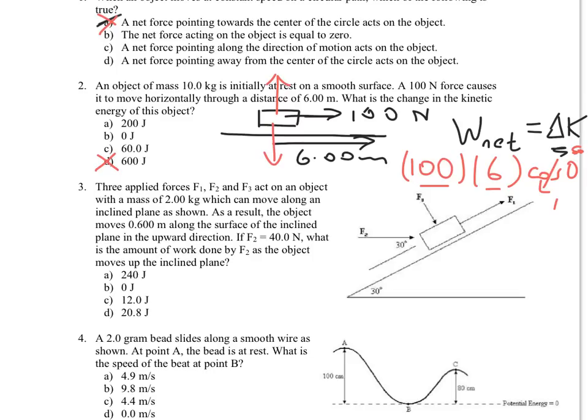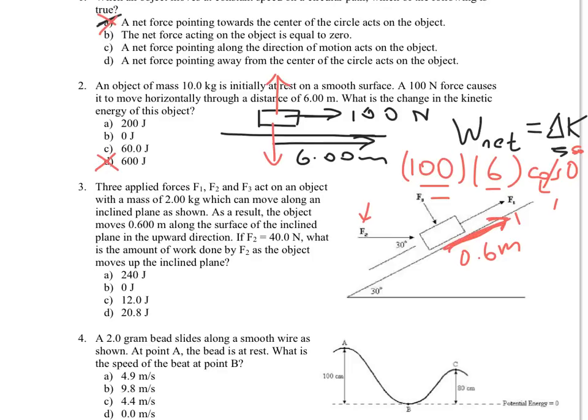Okay, number 3. 3 applied forces F1, F2, and F3. Now, it's not very clear. This is F2. So they act on an object of mass 2 kilograms, which can move along an inclined plane as shown. As a result, the object moves 0.6 meters along the surface of the incline in the upward direction. So basically, you are told that it is 0.6 meters. So that's the displacement upwards.